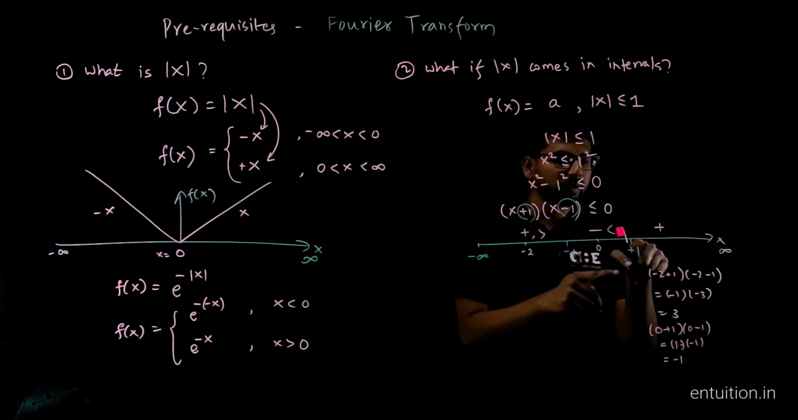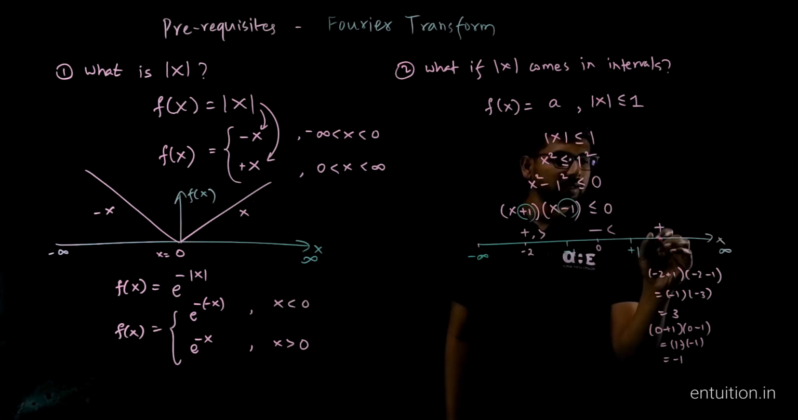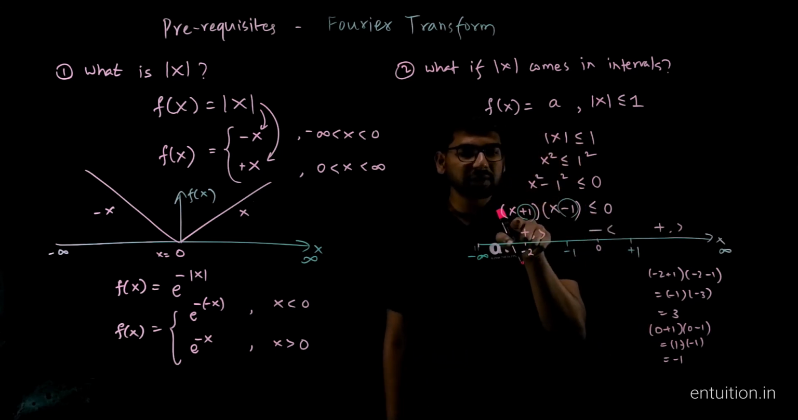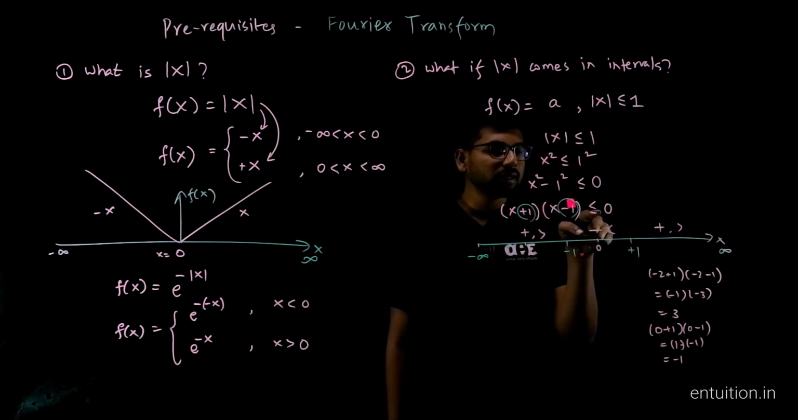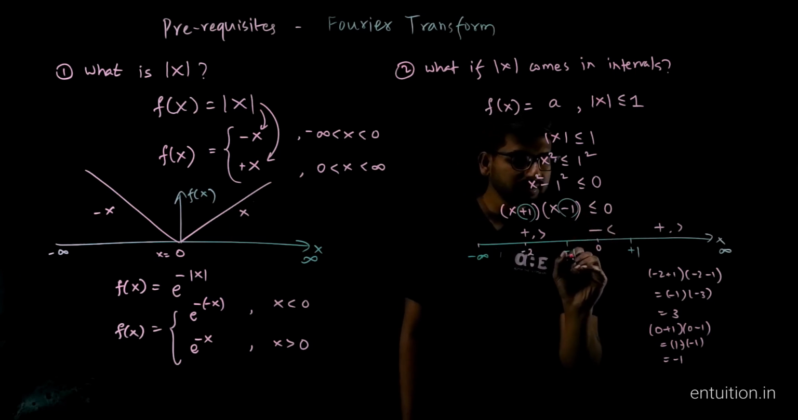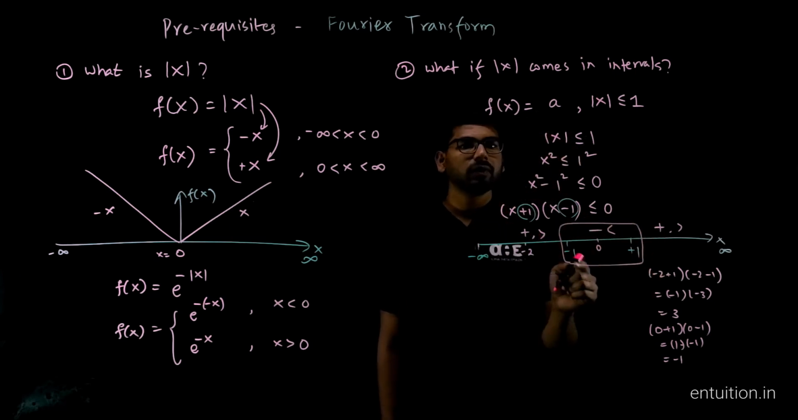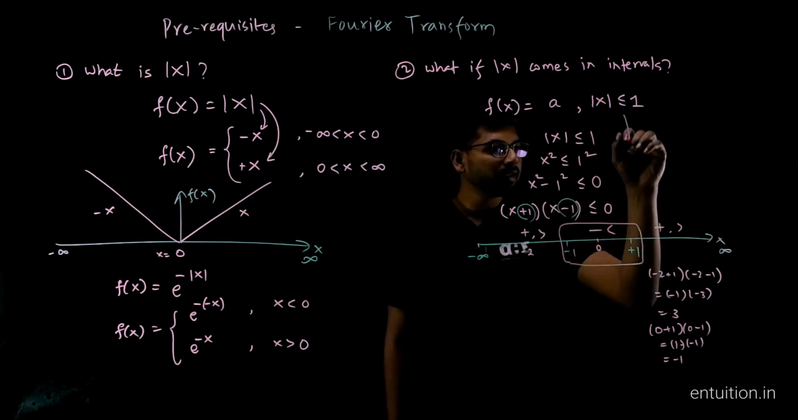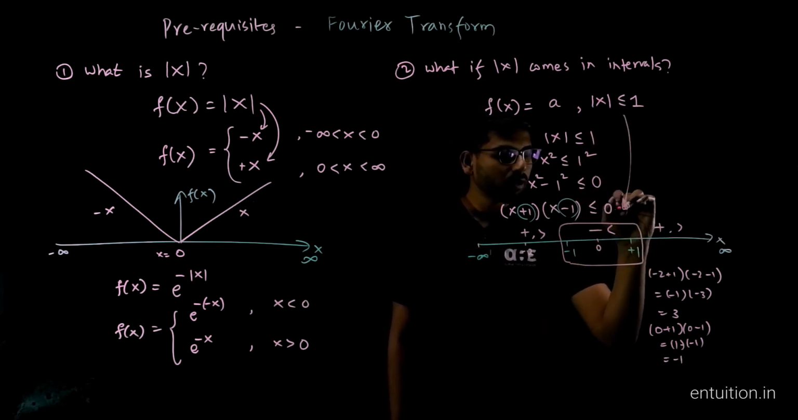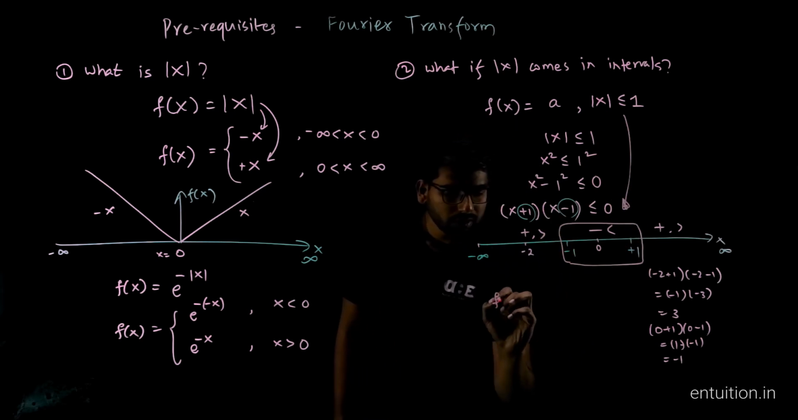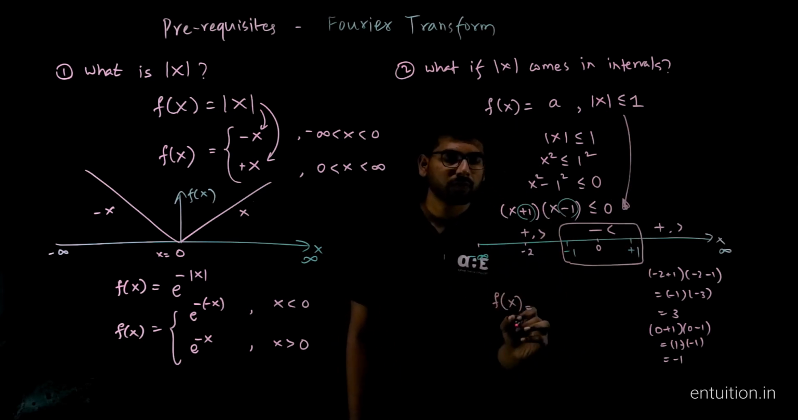Similarly, if we take a number between 1 and infinity, we will get a positive number, greater than 0. But what we need is x plus 1 times x minus 1 to be less than 0. So this is the interval that we need, the interval defined by mod x less than 1. So I can write f of x is equal to what?